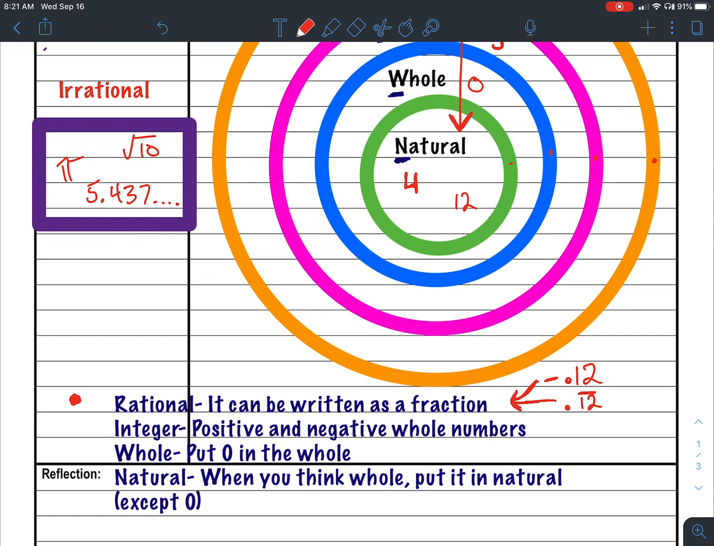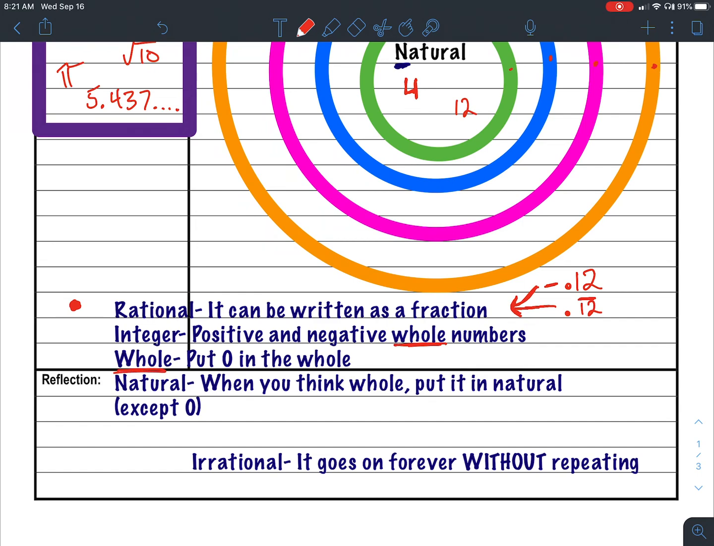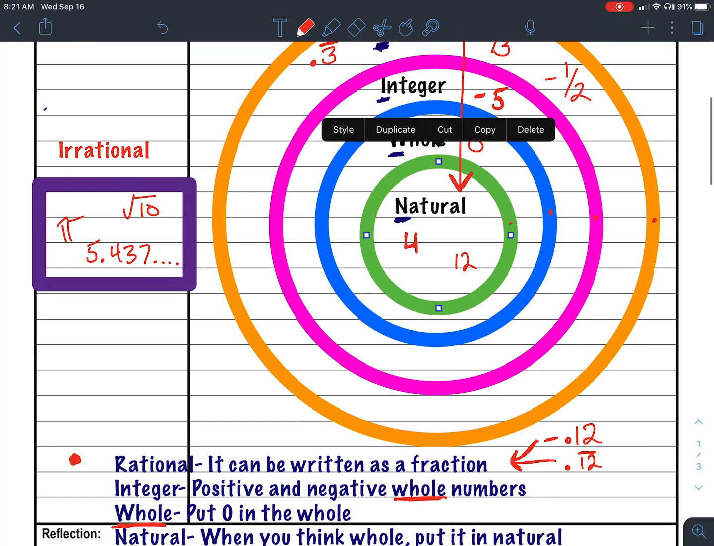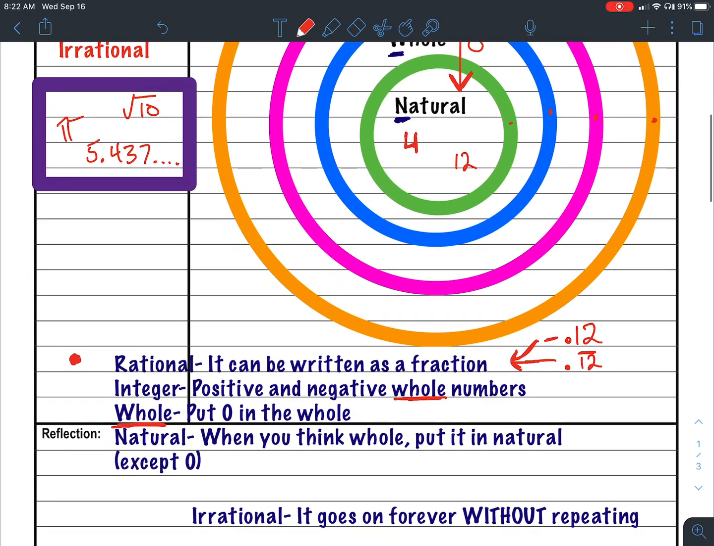Integers are positive and negative whole numbers, but it has to be what you normally think of as whole numbers. Now, when we're classifying in the 4 circles, the only thing that you're going to put in whole is 0. Sometimes they will not include that natural circle in the middle, and if that's the case, then that's where you're going to put 1, 2, 3, 4. But whenever you're asked this question on a test or a STAR test, it almost always has the 4 circles. And so the only thing you're going to put in the whole category is 0. So just remember, put 0 in the whole. And then natural is what you think of when you think of a whole number. This is like the numbers you've been taught since kindergarten: 1, 2, 3, 4, 5, 12, 5,000. Those are the ones you put in natural.